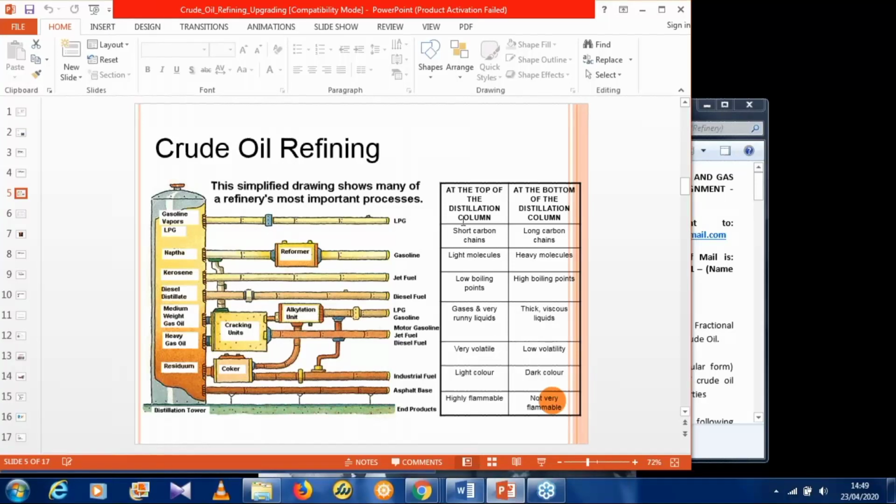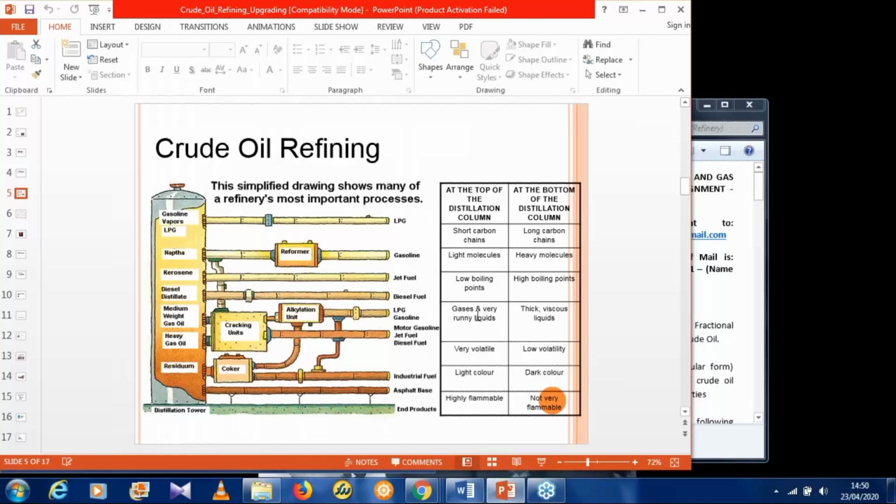All right. Now, at the top of the distillation column and at the bottom of the distillation column, this is a tabular representation of what happens there. Short chain hydrocarbons are usually at the top. Then you have long chain hydrocarbons at the bottom. Another thing again, we have lighter molecules at the top. We have heavier molecules at the bottom. This is just a tabular representation of what I explained earlier.